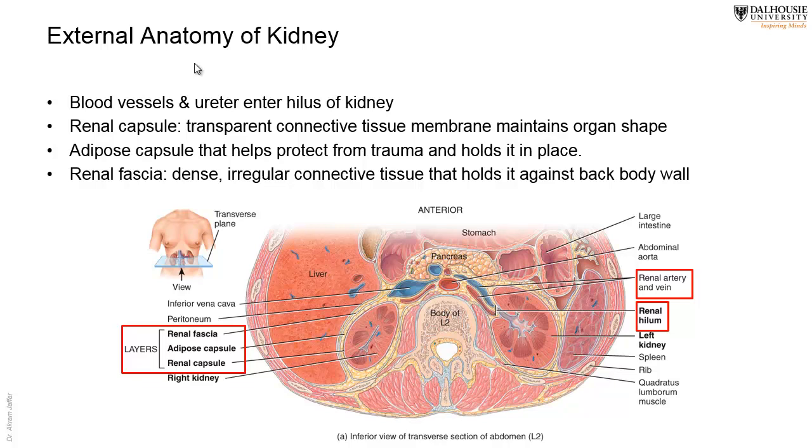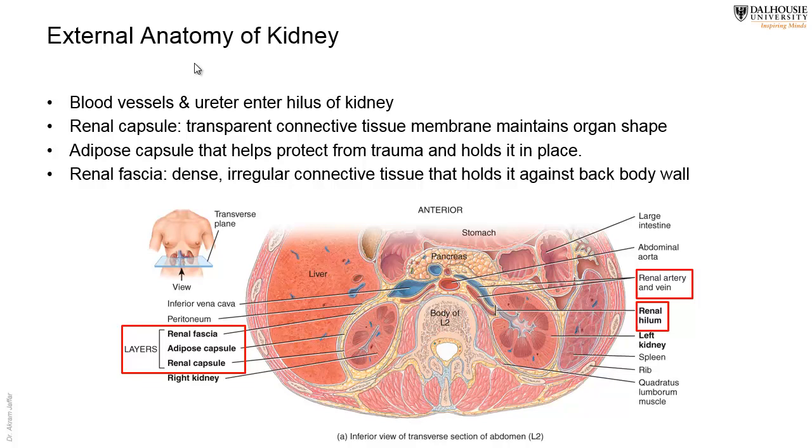This is a transverse section of the trunk. Here's the posterior part, that's the body of lumbar 2 vertebra, and you can see here that on either side, and very closely related to the posterior abdominal wall, are the kidneys. These are sections in the kidney. Here's the hilum on the medial side. You can see the blood vessels passing in and out of the hilum. The renal artery is a branch of the abdominal aorta.